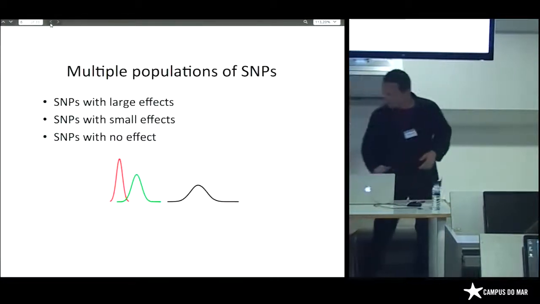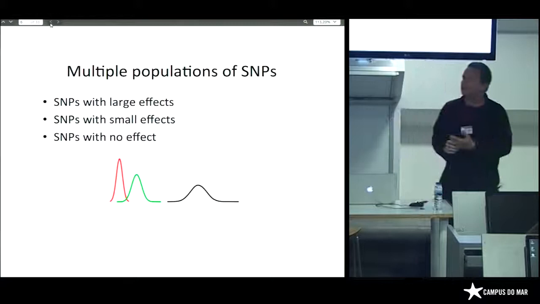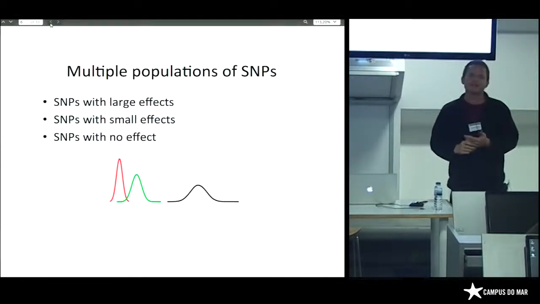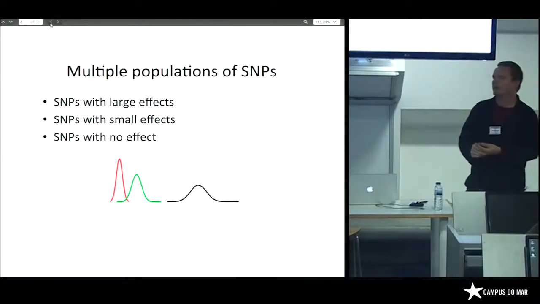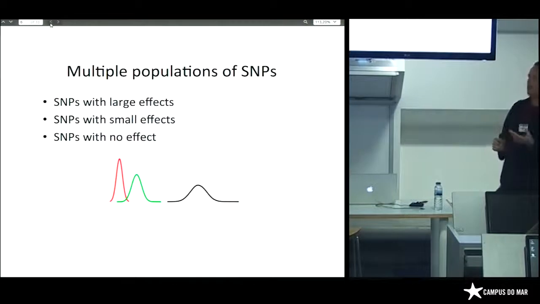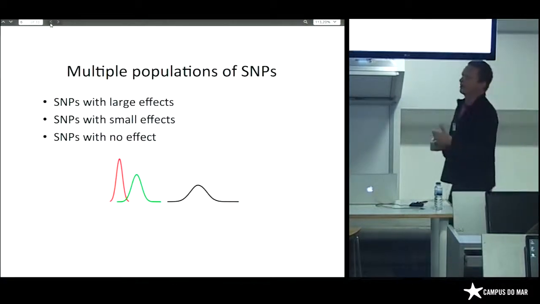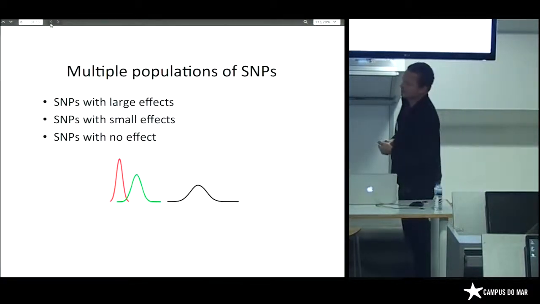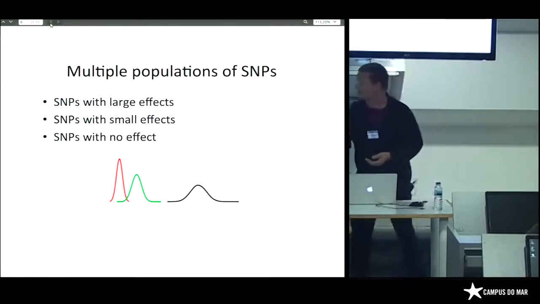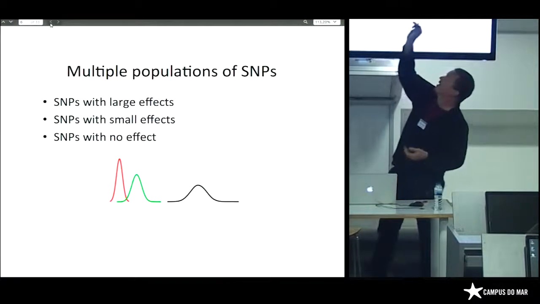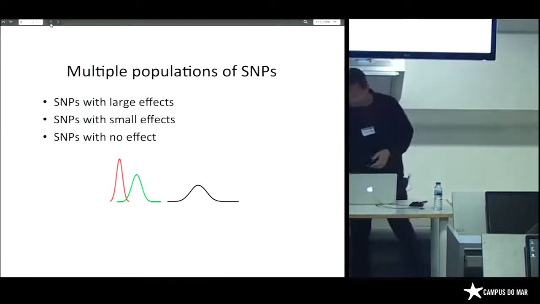Okay, so within any population of genotype markers, we have actually several populations of SNPs. Okay? We're going to have a whole bunch of SNPs that actually have no association to the phenotype. We're going to have some SNPs that have small effects on the phenotype. We're going to have another population of SNPs that have large effects. And that's depicted here by these three, in this case, different shaped curves.